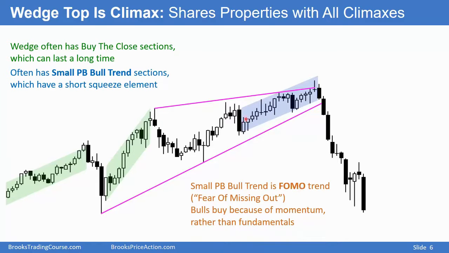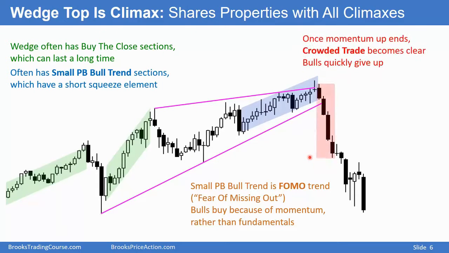Small pullback bull trend, it's a FOMO trend, fear of missing out. The bulls are buying because of momentum rather than because of fundamentals. They're not buying up here because it's cheap. They're buying up here because the market's going up and they think it'll continue up because the pullbacks are small. FOMO trades, fear of missing out trades, are crowded trades. Everyone's long, and once traders start to take profits, everyone exits in a panic.